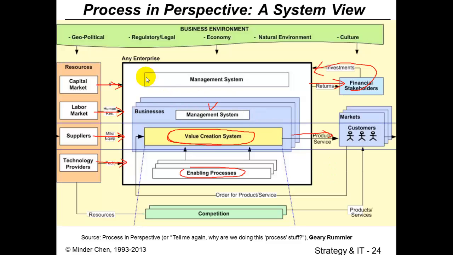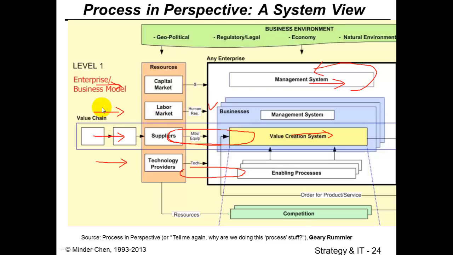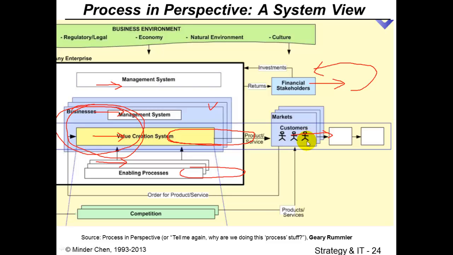And certainly a company is also impacted by a lot of environmental factors: geopolitical forces, legal issues, economic conditions, and our natural environment. On this end, our vendor's value chain can be extended to its own vendor. On the other side, our customer's value chain may feed into their customer and their customer's customer.